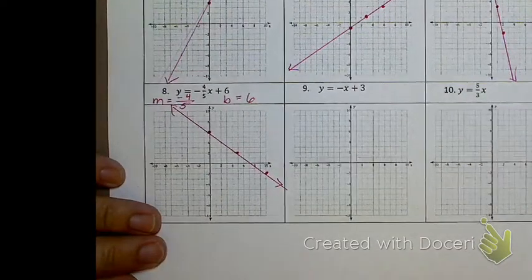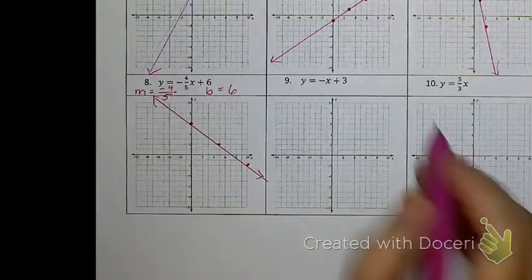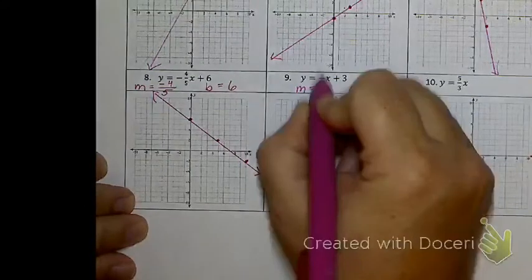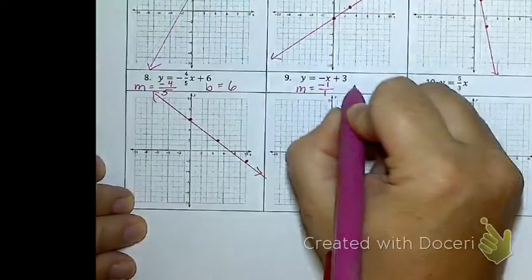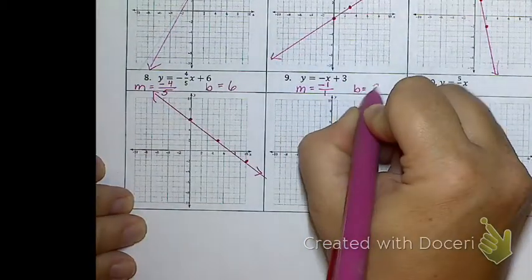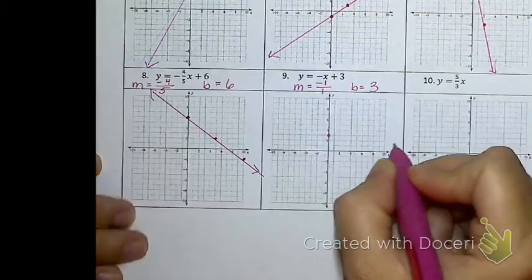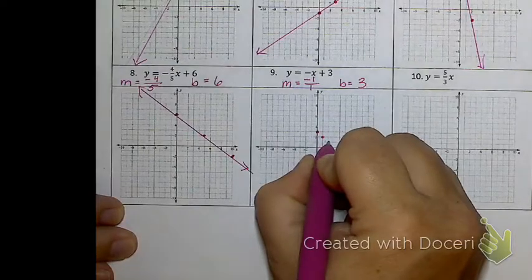Capiche? Can you do 9 and 10? Yes. Try it. All right, what's my slope here? -1. Where do I put the -1? Top. What's my y-intercept? So I find 3 on my y-axis, and then how am I going to travel? Down 1, right 1? Down 1, right 1.